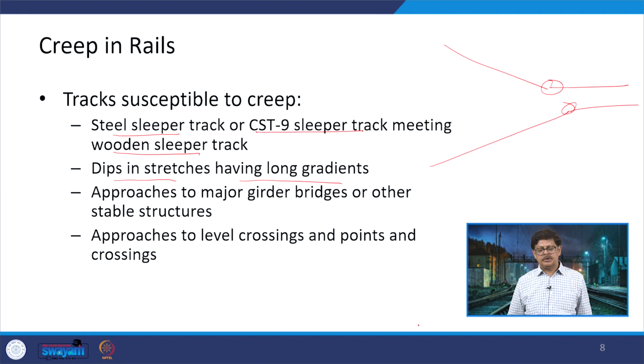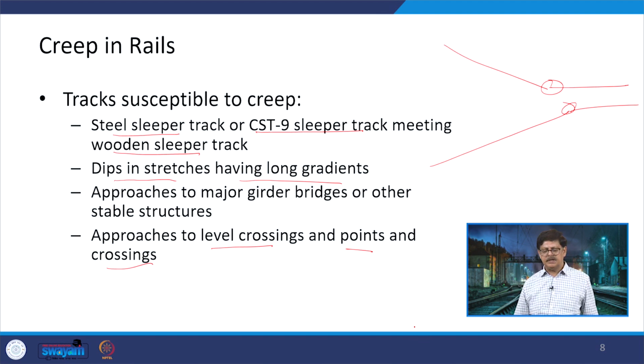Then approaches to the major girder bridges or other stable structures. The bridge is going to remain as such, but when you talk about its approaches, it has been observed that on those approaches creeps are possible. Similarly, in the case of approaches to level crossings and points and crossings, these creeps have been observed to be more.